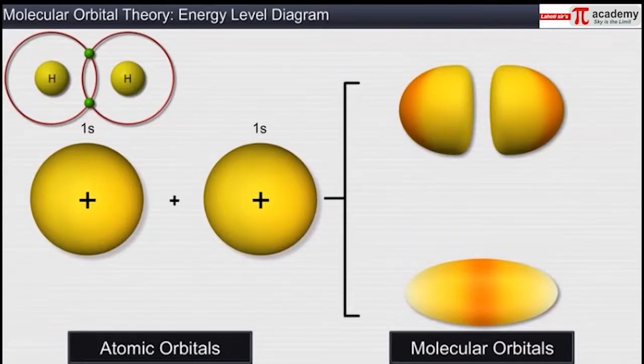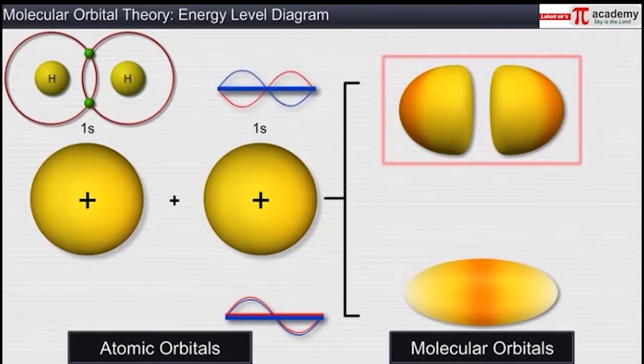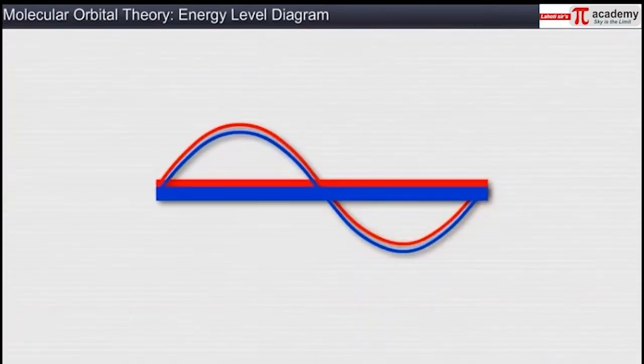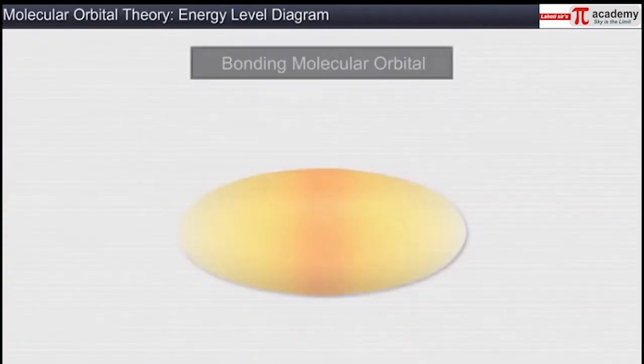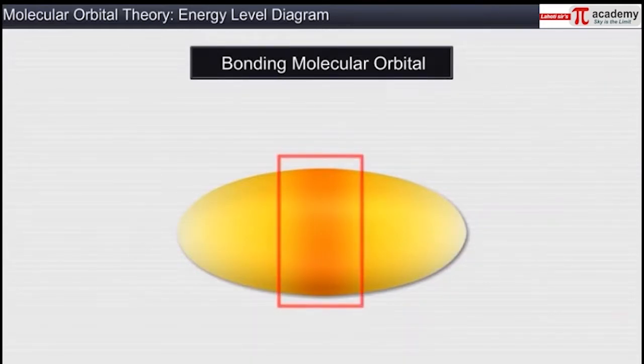One of these two molecular orbitals is formed due to the constructive interference of the two 1s wave functions, and the other is formed due to the destructive interference of the two 1s wave functions. The molecular orbital formed due to constructive interference is called a bonding molecular orbital, as the electrons belonging to it are placed between the two nuclei.